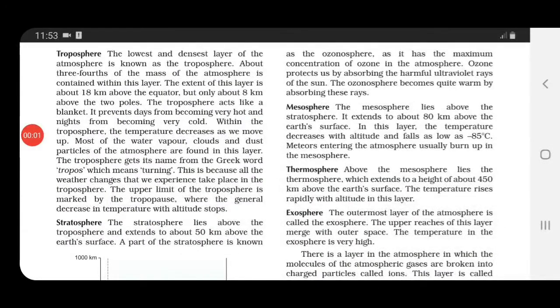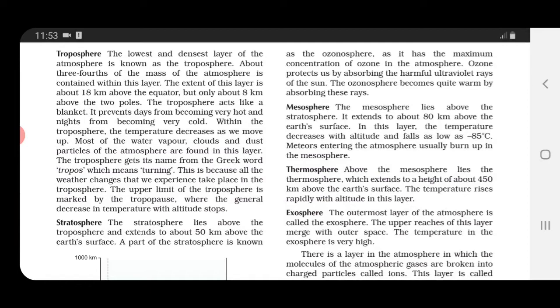Now children, next we are going to talk about thermosphere. First we studied about troposphere, then stratosphere, then comes mesosphere, and now thermosphere. It extends up to a height of around 450 kilometers, children, above Earth's surface. And the temperature rises rapidly with altitude in this layer.